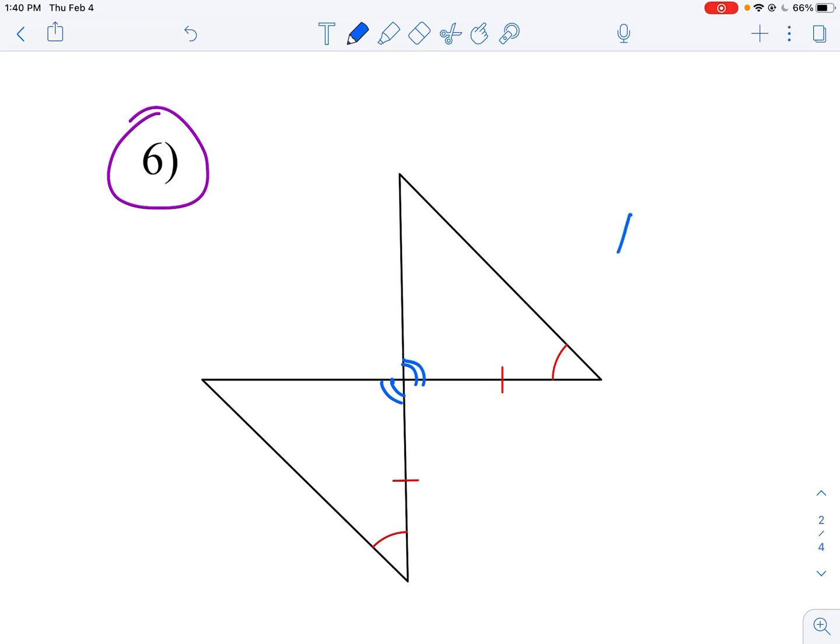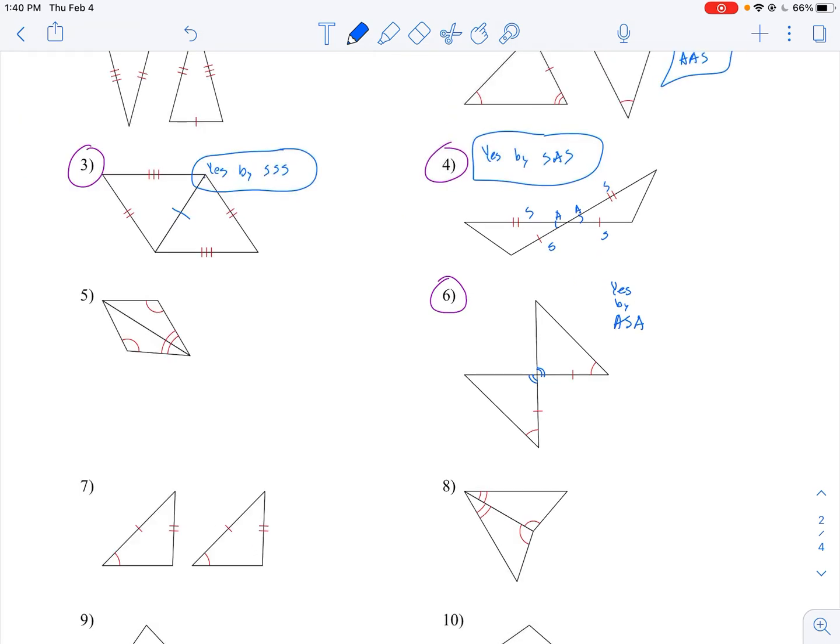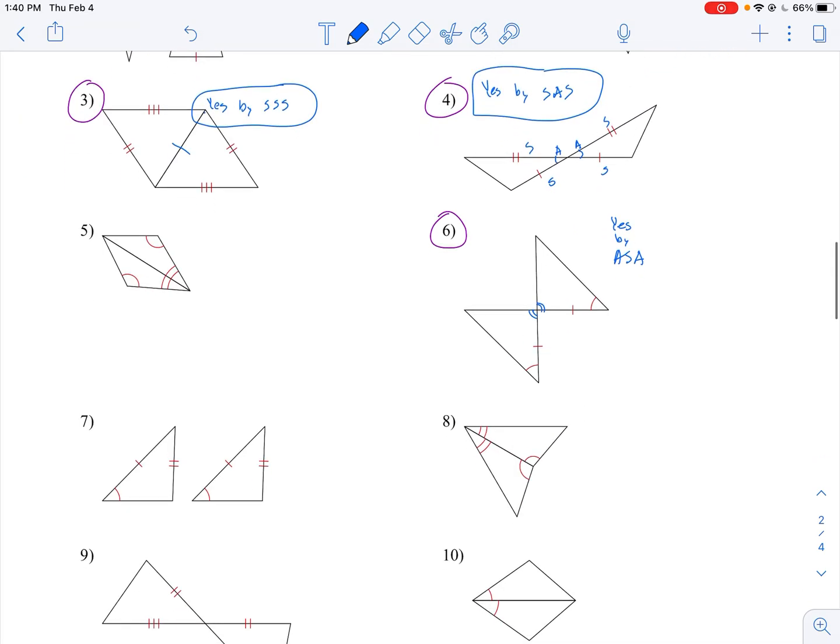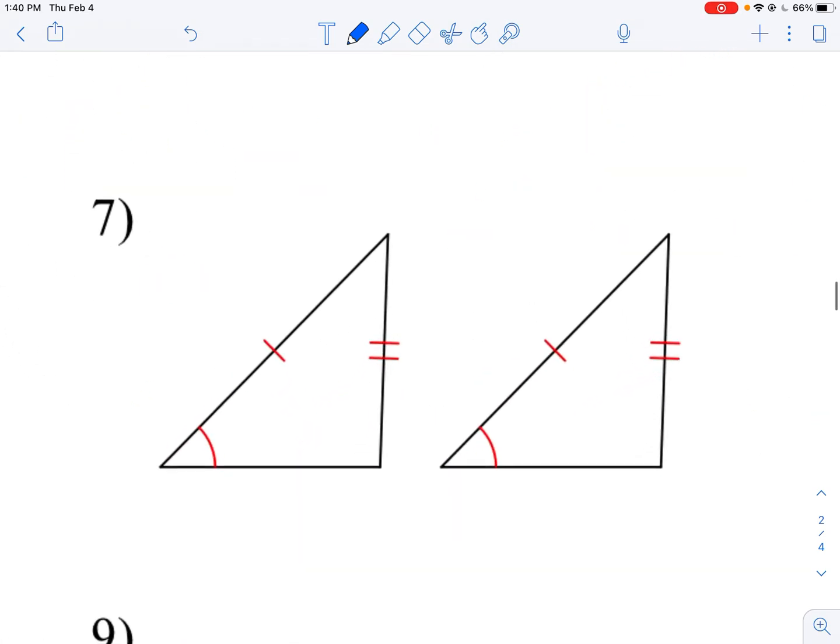If you said angle, side, angle, congratulations, because we got our two angles and the side that connects them, so the side is between the angles. And so that's which congruence theorem this is going to be. So this is yes by angle, side, angle. I wanted to point out one here. I didn't circle this, but let's look at 7. It has 3 pairs of congruent sides.